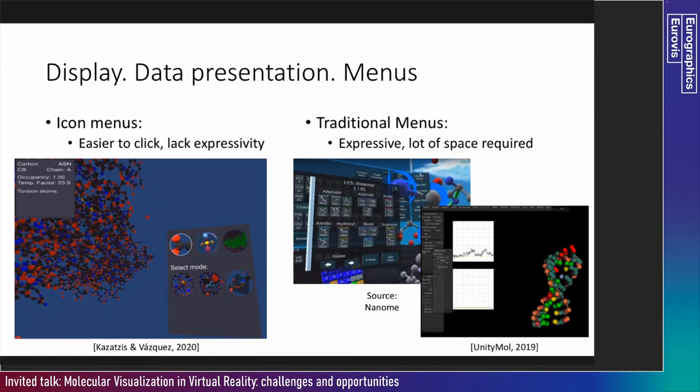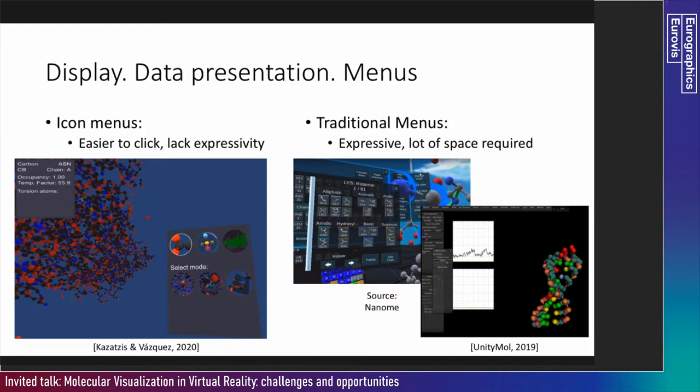On the other hand, we can also use traditional menus. Traditional menus with text and so on can be less ambiguous, but they require huge amounts of space. Like in this case, for instance, in the top left, you can see that there is one menu in front of the other, and so on.